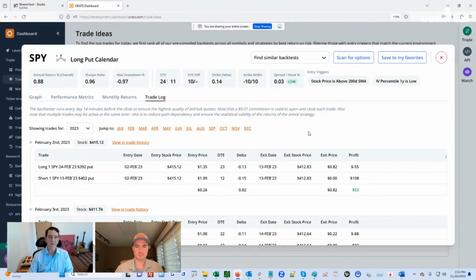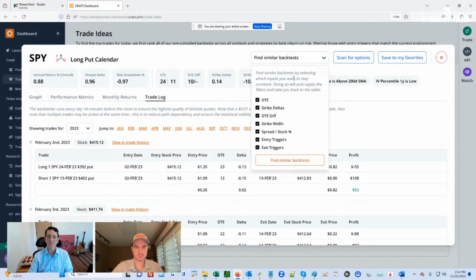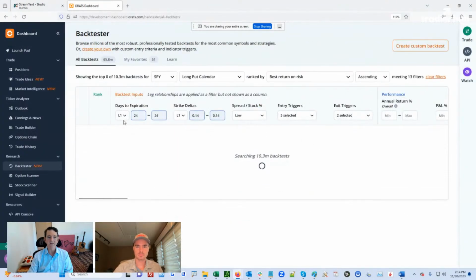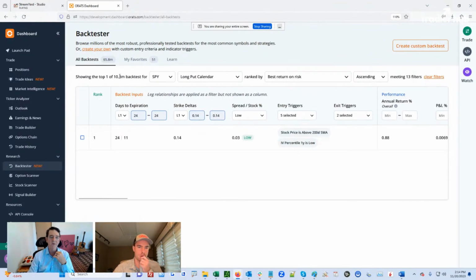So the next step that I like to do, and I think it's a responsible thing, is to look at similar backtests, because we could have overfit this. There's a lot of moving parts. There's a lot of filters that we have. So let's find some similar backtests, make sure we're not overfitting. So we've made it easy. If you find similar backtests, now we're going to go to our big database, and now we've kind of filtered it down to our strategy here. Now we want to start loosening some of these criteria. So we have a low spread to stock.